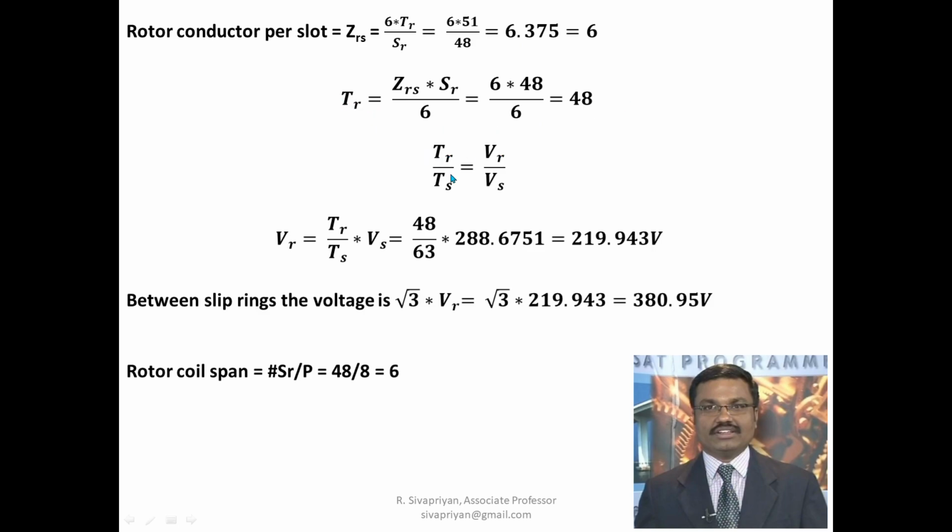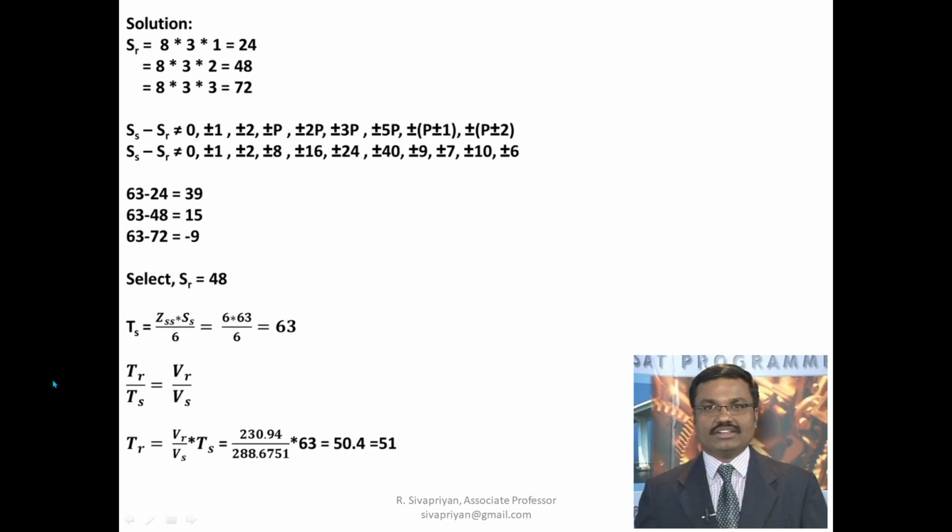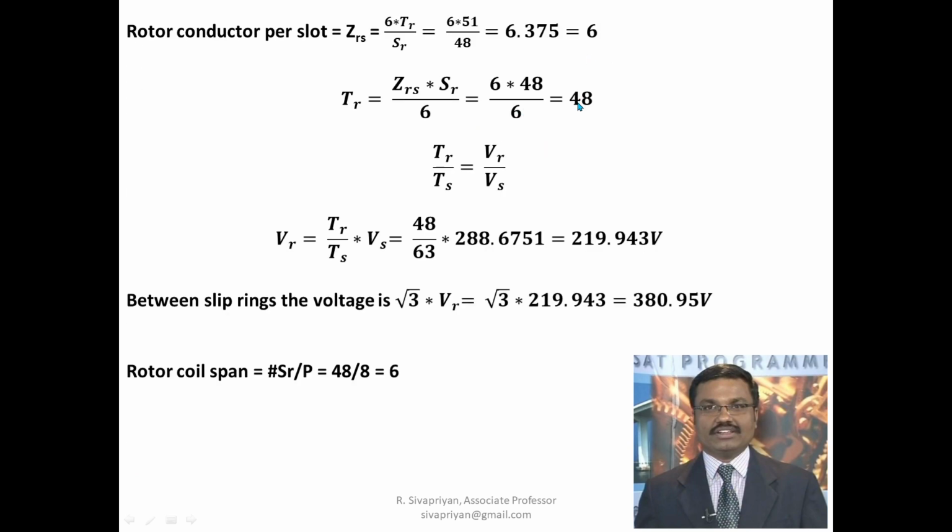Then we need to find out the voltage. Again we have to use the same formula. This was for the calculated value. These voltages are the maximum value for the given TR, which was 50.4, but now we are taking 48. We adjust to 48, so we need to find out the slip ring voltage. Again we use the transformation ratio formula only. TR by TS equal to VR by VS, so VR equal to TR by TS into VS. If we substitute all the original values, we get 219, approximately 220 volt. This is the phase voltage.